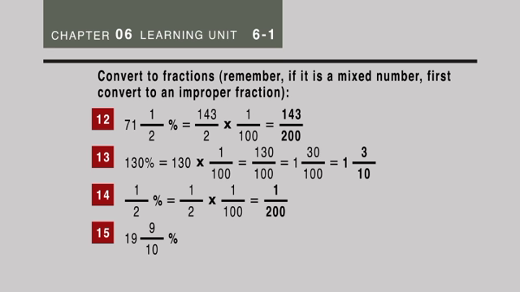And finally, 15, we have 19.9%. We're going to drop that percent sign, change into an improper fraction, so we take 19 times 10 plus 9 is 199/10 times 1/100, ends up being 199/1000.